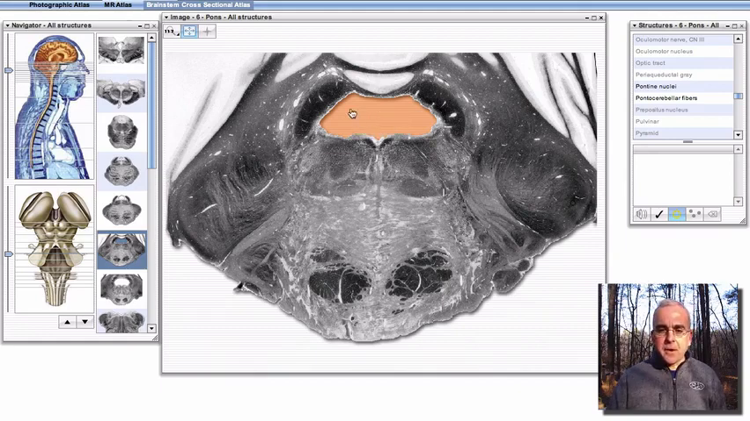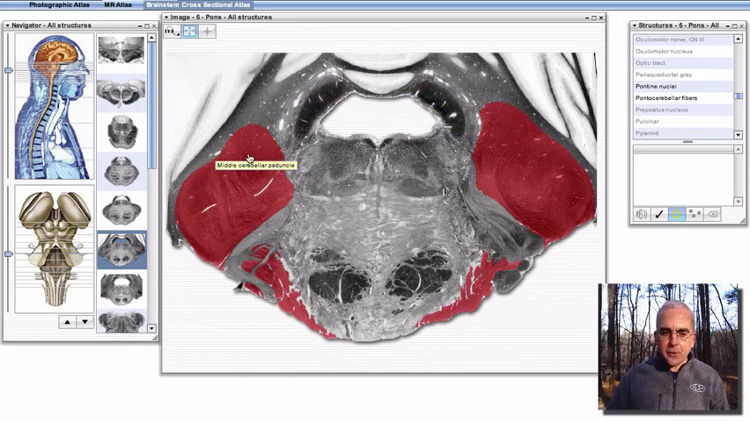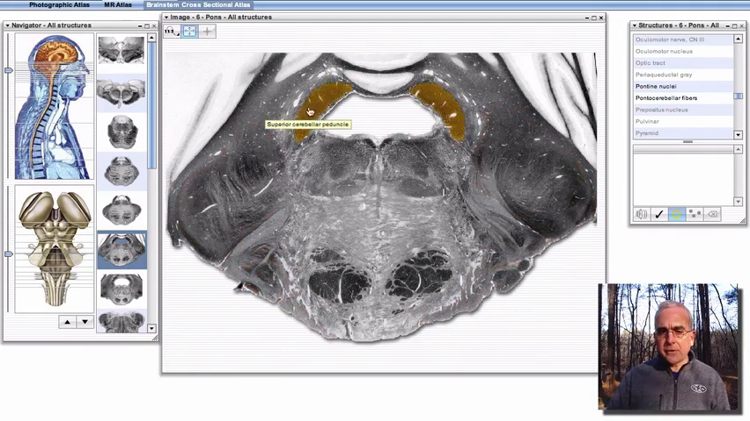Now, you may be wondering about these dark bundles of white matter that we see here in the lateral aspect of the ventricles. This is the superior cerebellar peduncle, yet another major bundle of axons associated with the cerebellum. So we had the middle peduncle, by far the largest of the three cerebellar peduncles, and the superior cerebellar peduncle.